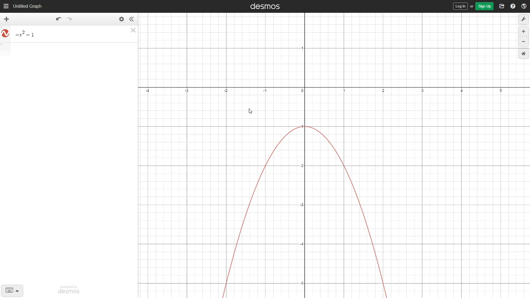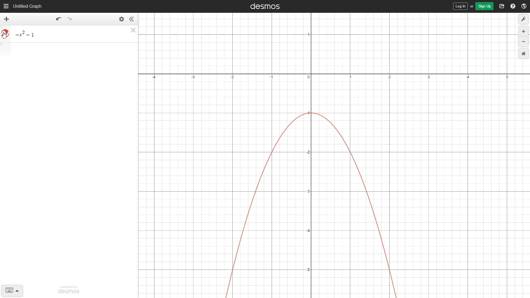All right, so in this one, we have f of x equals negative x squared minus 1. You see here the graph goes downwards because there's a negative at the beginning. And it doesn't cross the x-axis at all. So there are no real zeros here. So there are no zeros for this one.